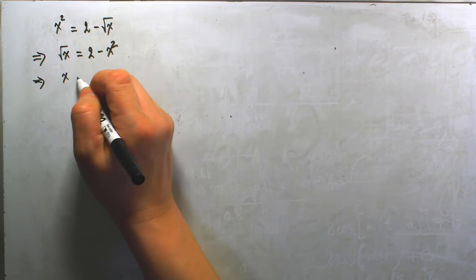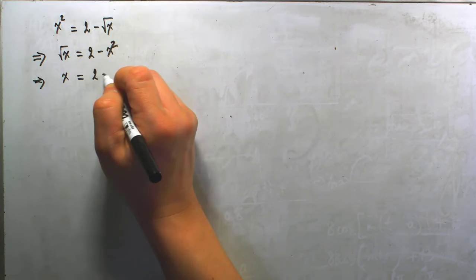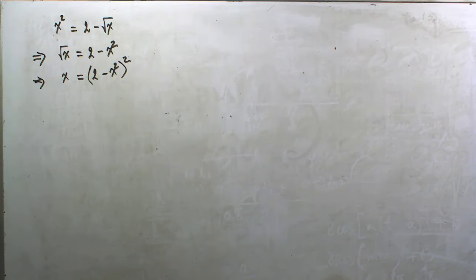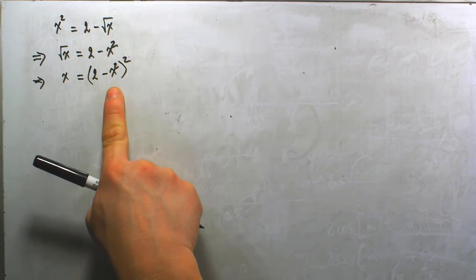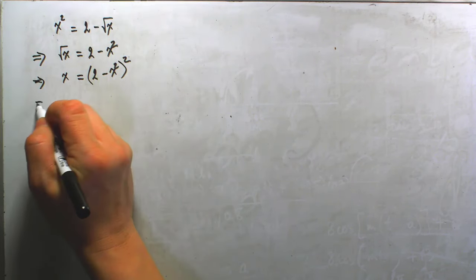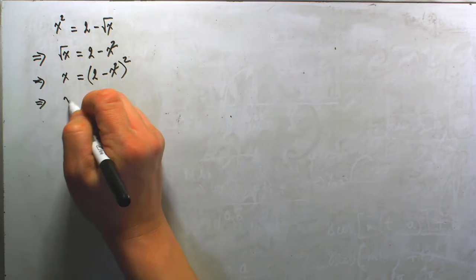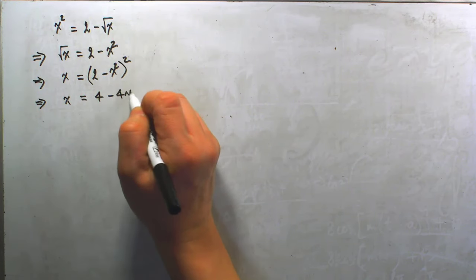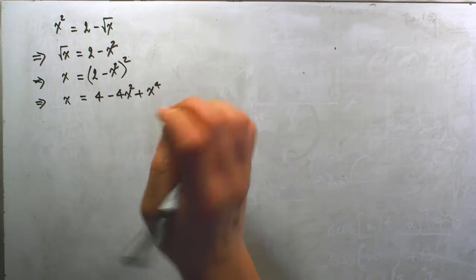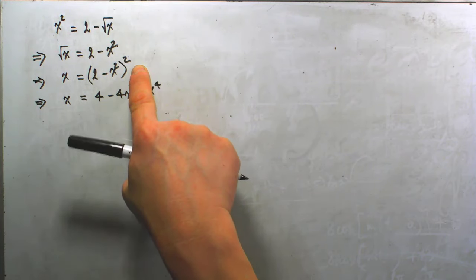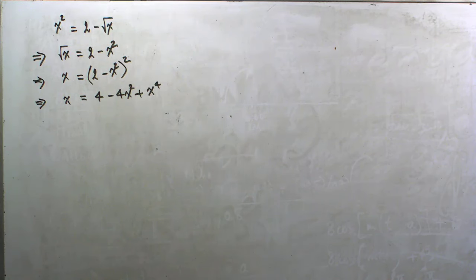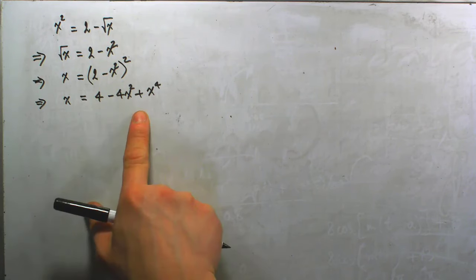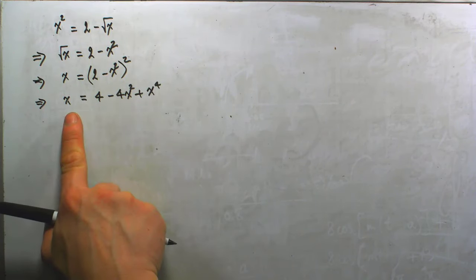And so that will become x equals 2 minus x squared, quantity squared. And so now we're going to take some time foiling out this perfect square, and with the left-hand side currently unchanged, x equals 4 minus 4x squared plus x to the fourth, after foiling out the right-hand side of this equation. And so now further we can bring this x term to the same side with all of the other terms, leaving a zero on the remaining side right here.